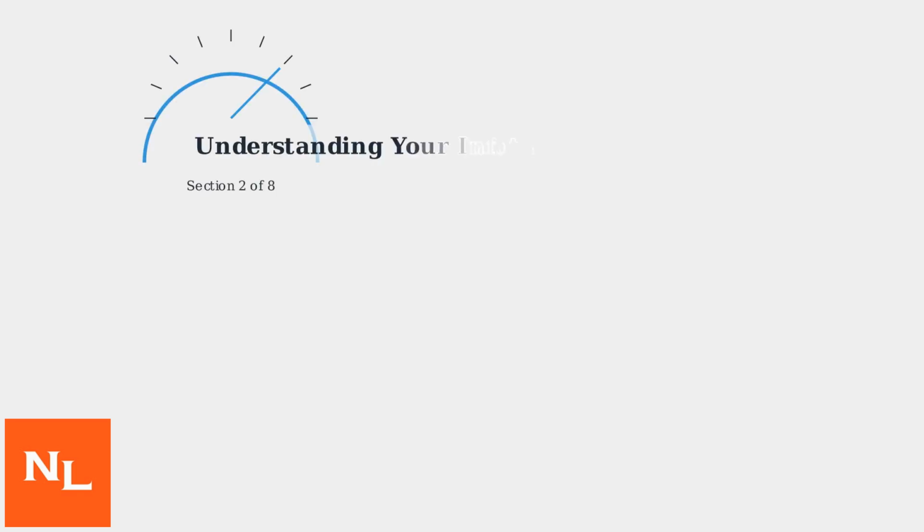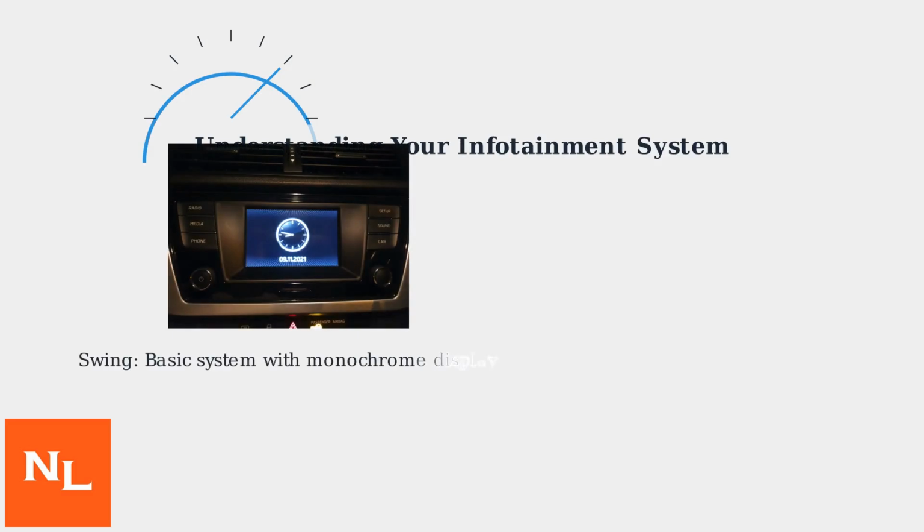The Skoda Fabia III features three main infotainment systems that determine how you access language settings. The Swing system offers basic functionality with a monochrome display, while the Bolero provides a color touchscreen for more intuitive control. The Amundsen system is the high-end option, including advanced navigation capabilities.